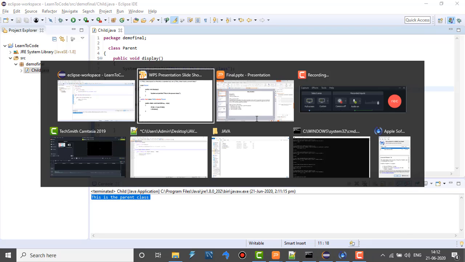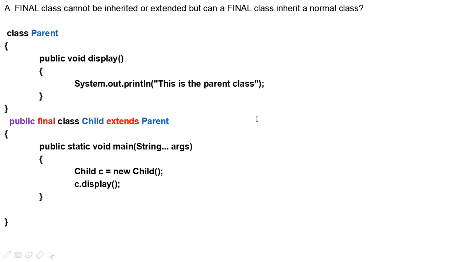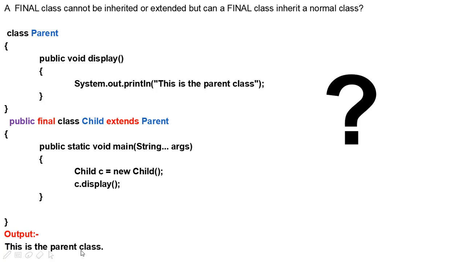So let's move on to our slide again. So here, public final class child extends parent. So now the child which is final is trying to extend the parent class which is not final. So what will be the output? So this is the parent class. This will be the output because the final class can easily extend a class which is not final. Let's move on to the next slide.